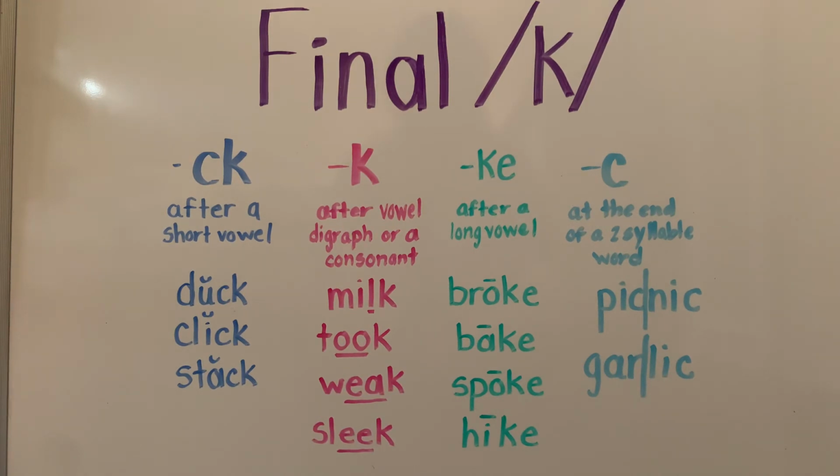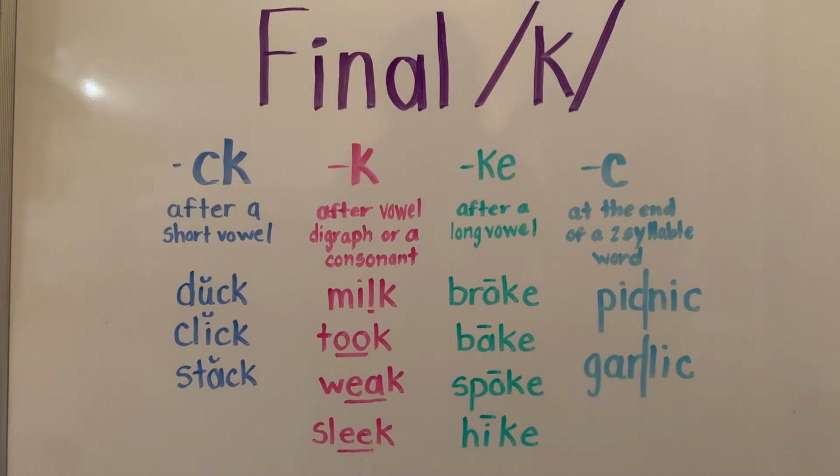Took. What's right before the K sound? That's right, the OO vowel digraph. Even though there's an O right before the K, it's not a short O. So I know since it's an OO vowel digraph, it's going to be a K on the end.